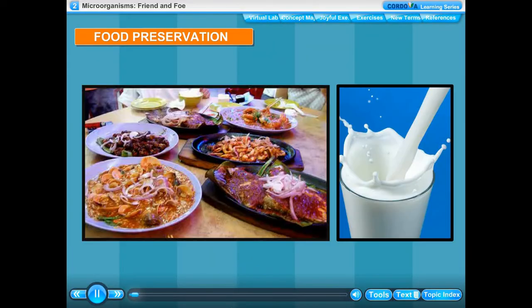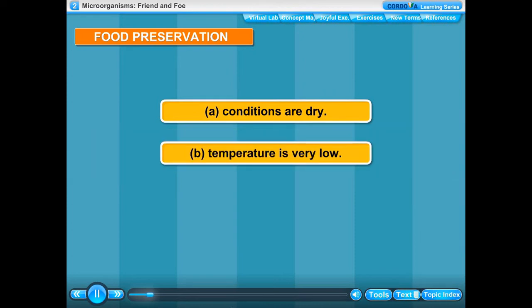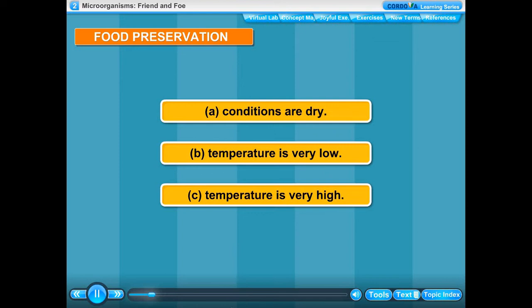Food preservation. We know that when cooked food or milk is left in a warm and moist place for a long time, it gets spoilt. Food gets spoilt due to microbial contamination. Most microorganisms cannot grow or multiply when the conditions are dry, the temperature is very low, or the temperature is very high. All methods of preserving food ensure that favorable conditions are not provided for microorganisms to grow and multiply.